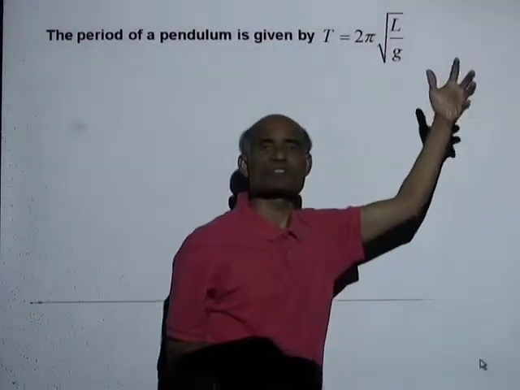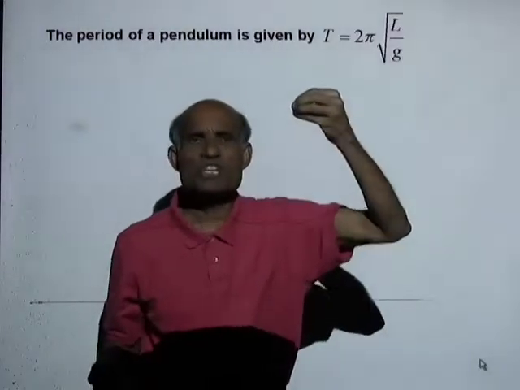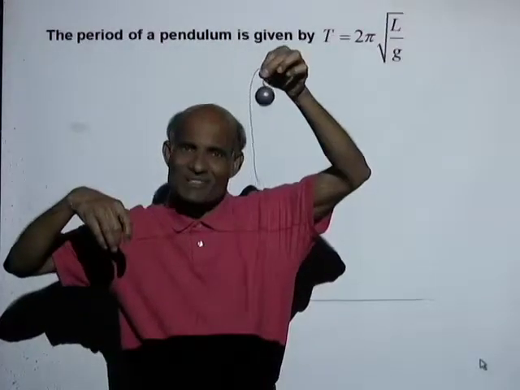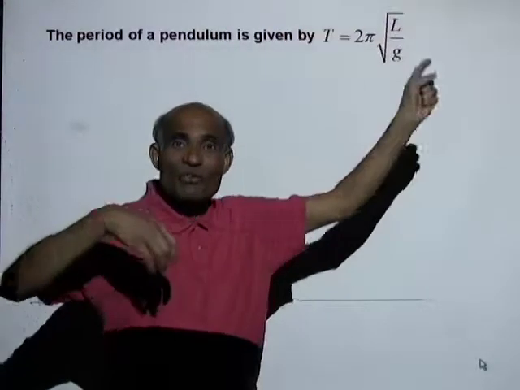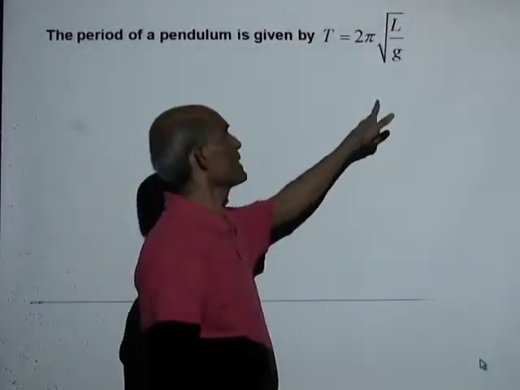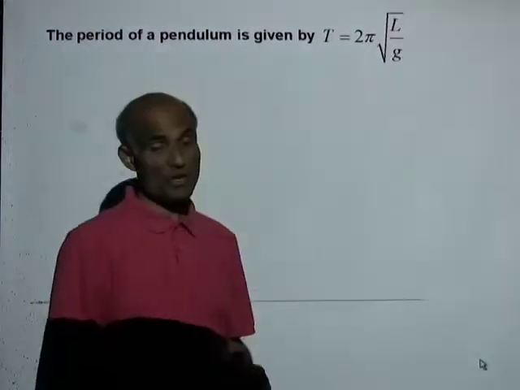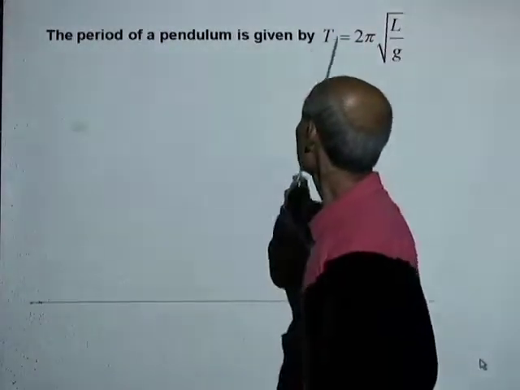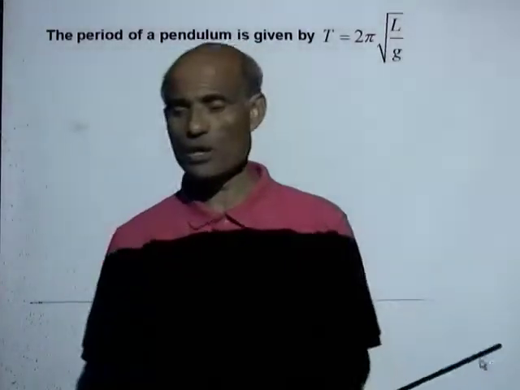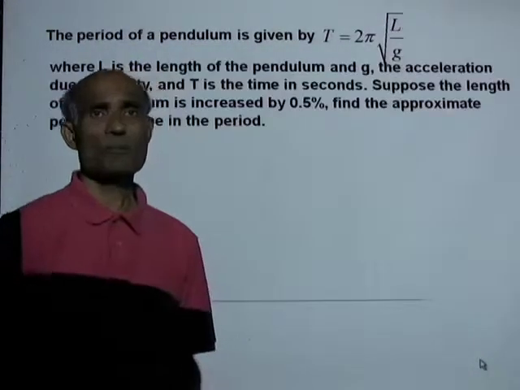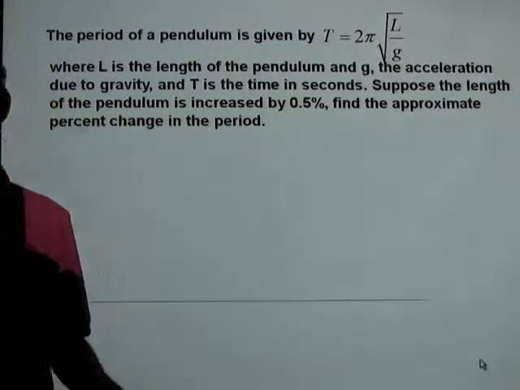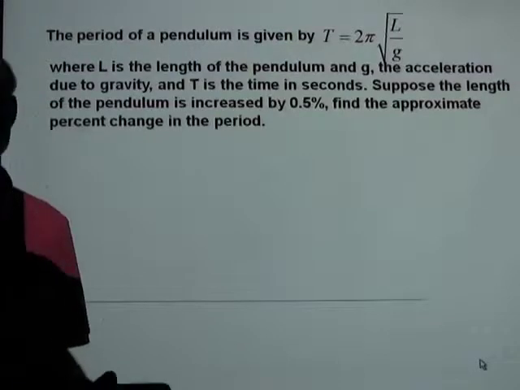G is a constant. Well, some of you have heard that G is the acceleration due to gravity. When you drop an object, it accelerates down, and that is the acceleration. It is a constant, so you don't need to worry about it. Leave it like that. So T, the period of a pendulum, is 2 pi square root of L over G, where L is the length of the pendulum and G is the acceleration due to gravity.